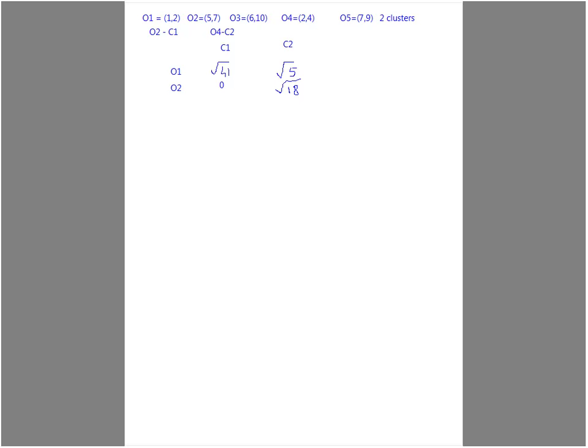Now I go to O3. O3 is (6, 10). I calculate the distance from C1, which is 1 and 3, so this becomes root 10, right? And now the distance of O3 to C2: this is 4 and 6, so this becomes root 52.